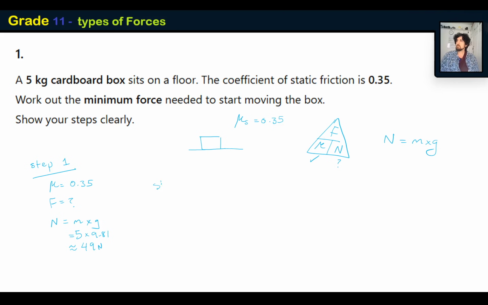So now that I've got this, step 2 is going to be force is equivalent to mu times normal force, which is going to be 0.35 multiplied by 49, and that is going to be a lovely number. It's approximately 17. And don't forget the units. Don't you ever forget the units. There's always people forgetting units. So yeah, that's it. Let me just work it out exactly. 5 times 9.81 times 0.35. So yeah, 17.16, 17.17. 17 is fine. Right, moving on.